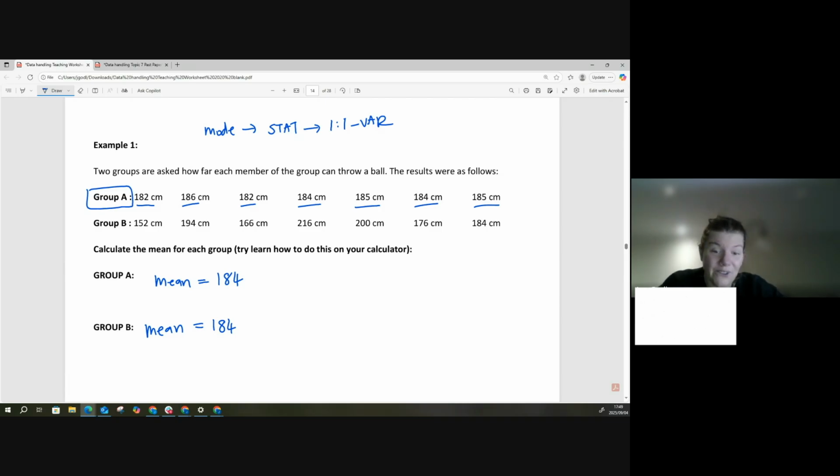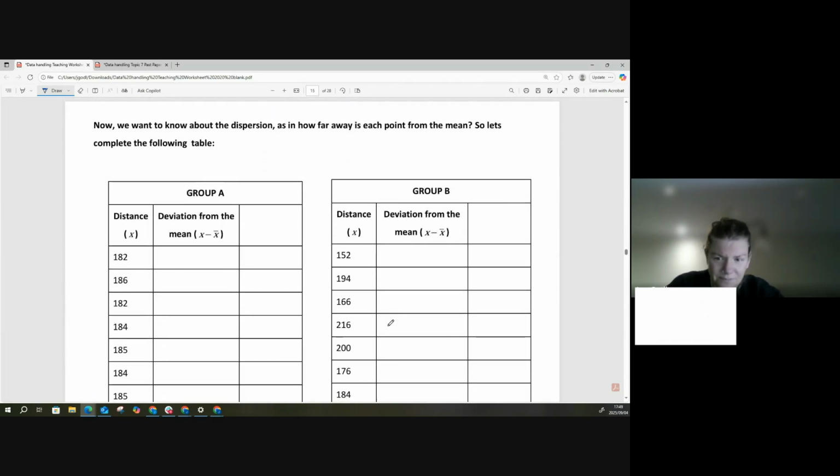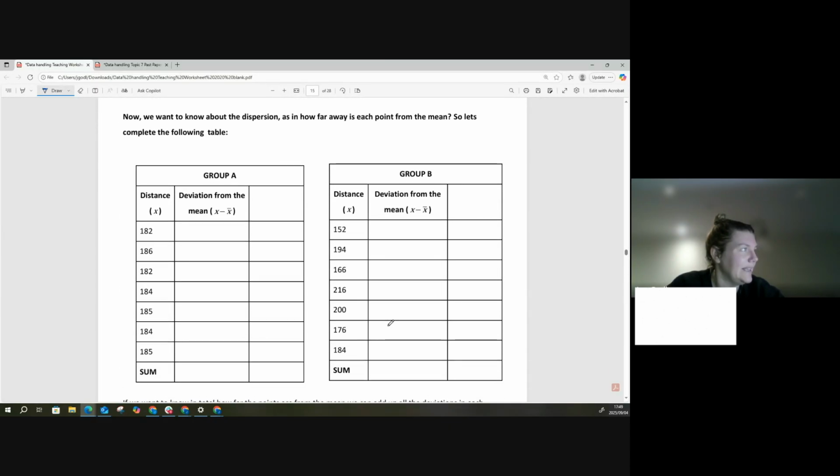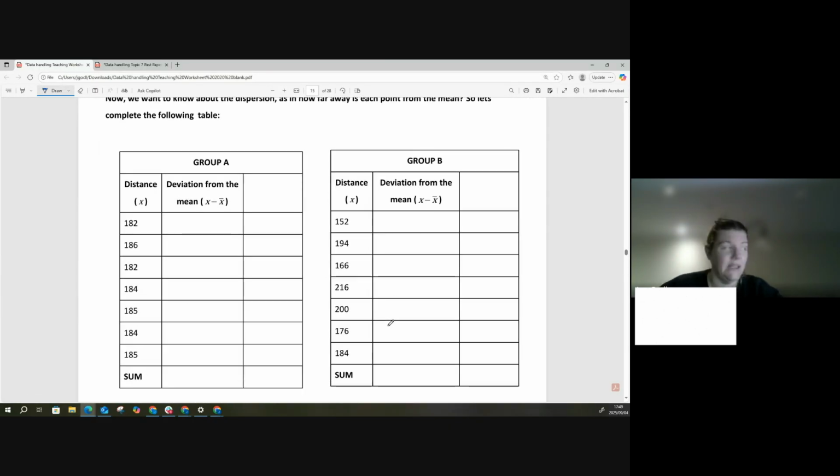I want to now figure out, okay, well, the mean is 184. What is the spread of our data like? So let's try and figure out what our standard deviation and our variation is. So what we're going to do is plot all of these points in here. We know that the mean we're dealing with is 184 for both of them. If I'm looking at the distance from the point, these values are my x values, and I'm minusing my mean value. So 182 minus 184 would give me -2.